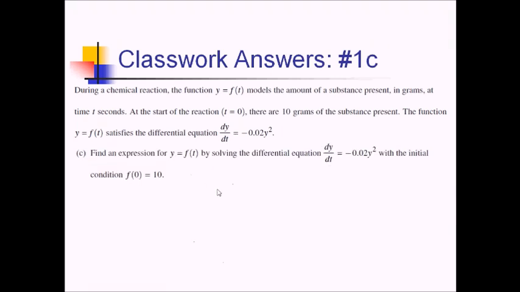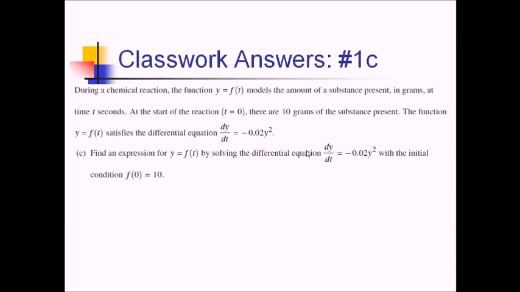For this part of the problem, they want us to actually find y equals f of t by solving this differential equation with the initial condition f of 0 equals 10. So we've got an output variable in our differential equation. That means we have to separate our variables before we begin. I'm going to start by dividing both sides by y squared to get it with the dy.